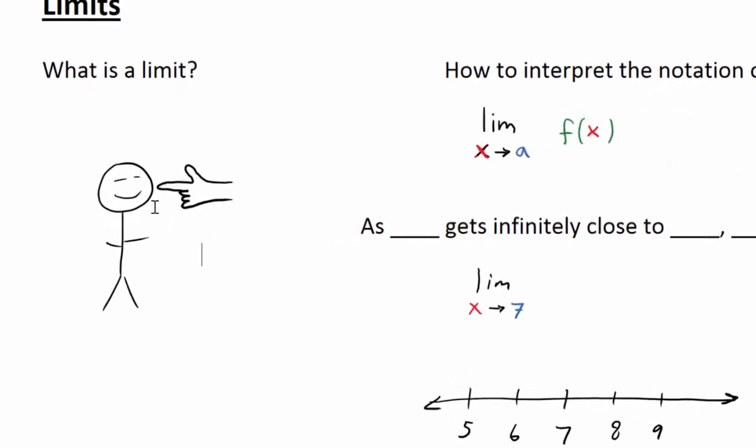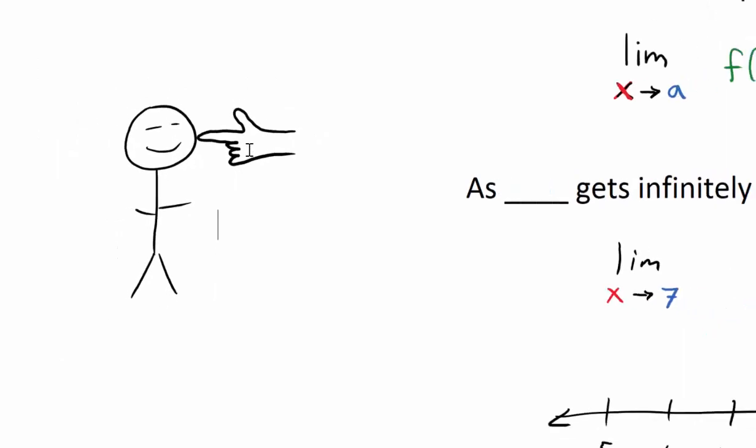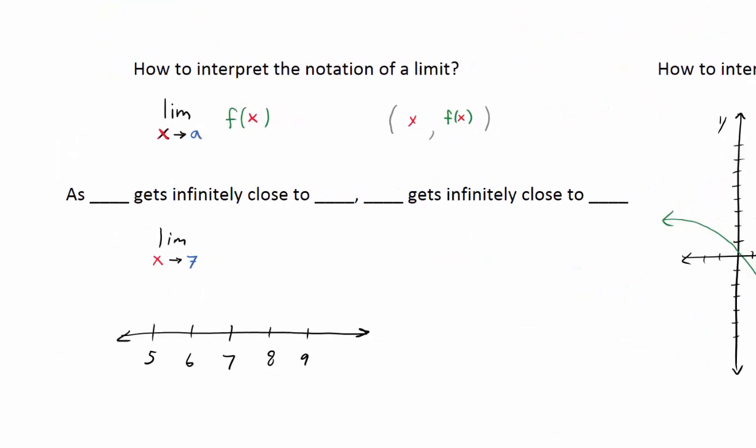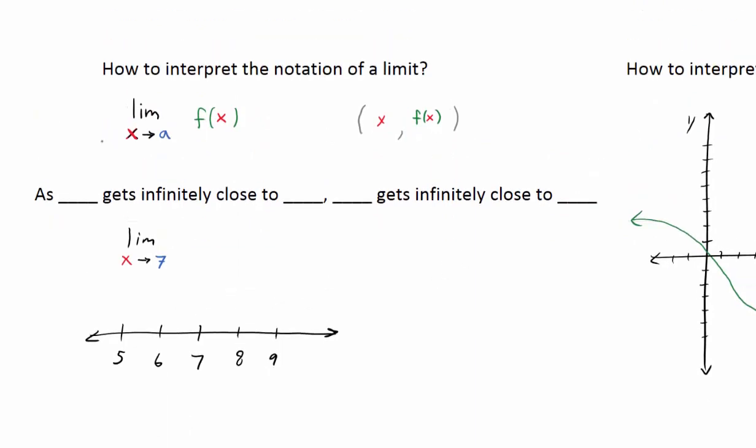Okay, in mathematics, we just take this to another level and we get infinitely close and we investigate what actually happens there. So now we want to talk about notation, how to interpret the notation of a limit. We read this, the limit as x approaches a of f of x. In this case, you might think of this as an ordered pair or a function. So this red x value goes with the first coordinate and f of x goes with the y coordinate.